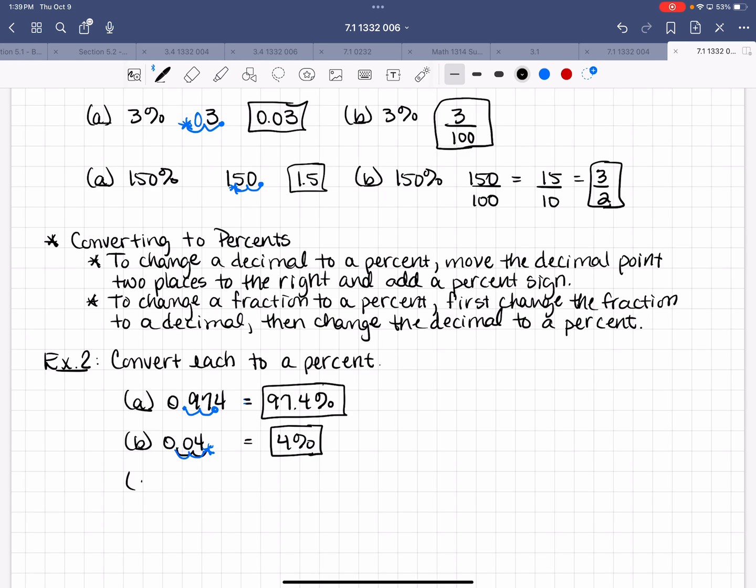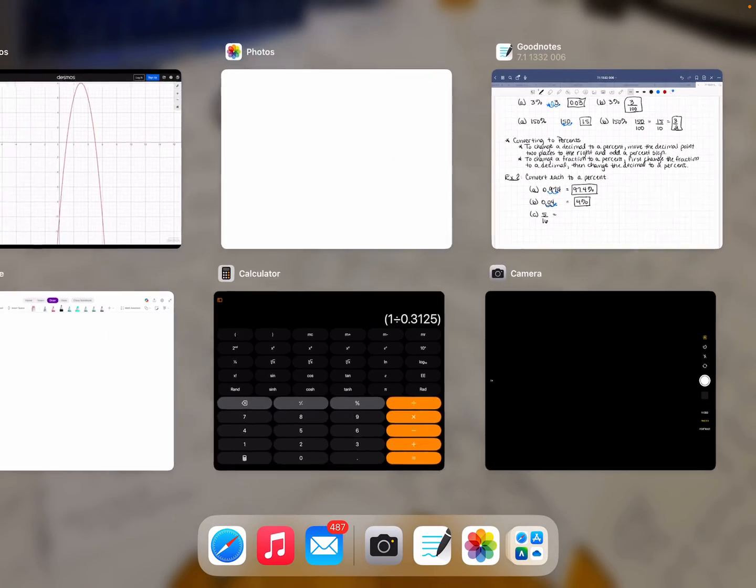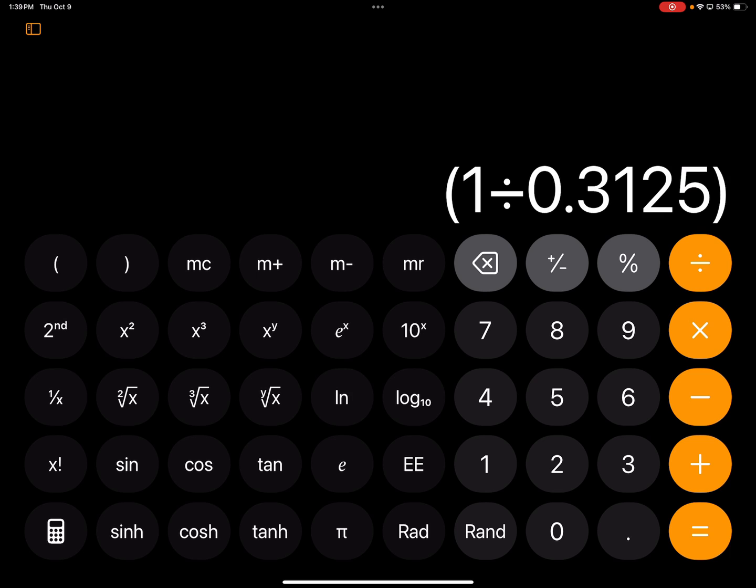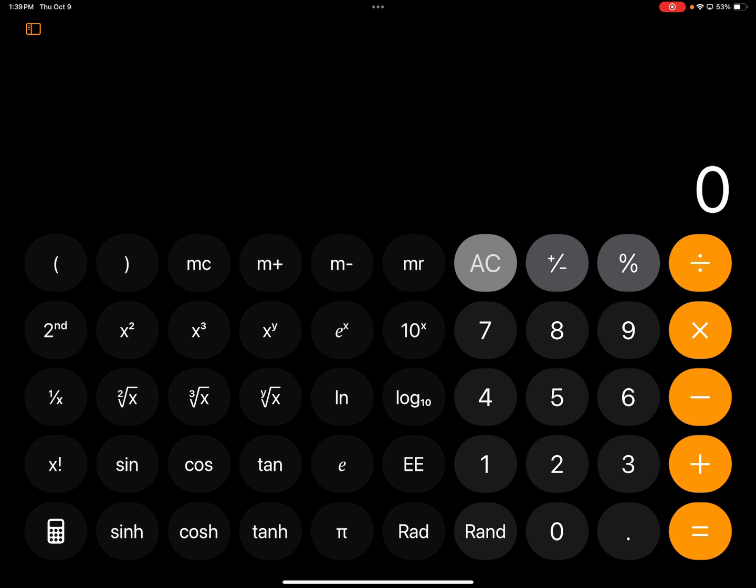Okay. C, I have 5/16. Okay, so I need to convert that 5/16 into a decimal first. You guys know that's a simple division. Okay, so you go over here to your calculator and I'm going to, where's the AC button? I hate it when we do this. Okay, so I've got 5 divided by 16, which is going to give me 0.3125.